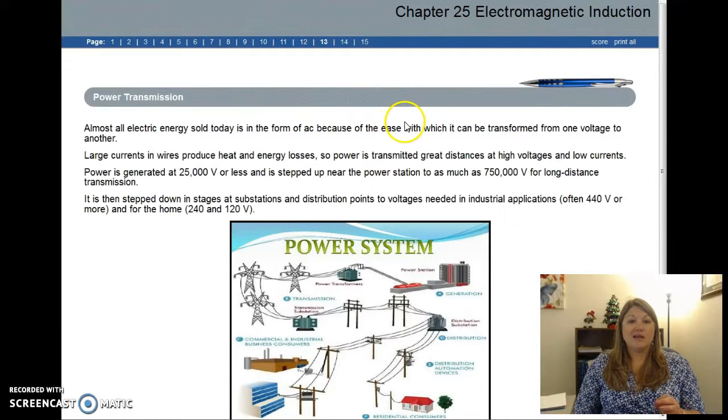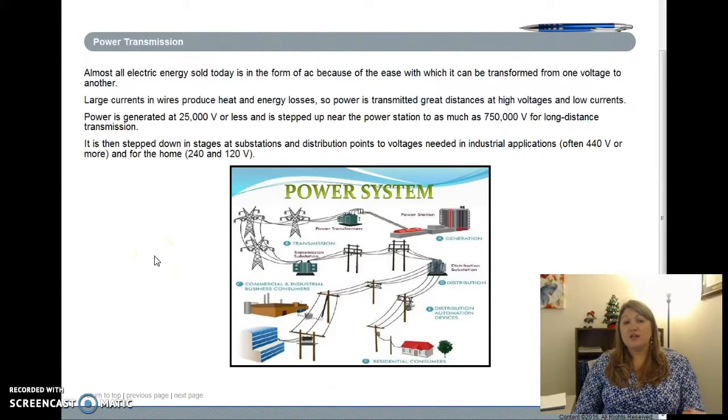Okay, now, power transmission. We're talking about all this power, the rate of energy being transferred. How do transformers, generators, all that play into this? Well, all electric energy sold today from all your utility companies is alternating current, because it's easier to transform. Transformers are used, generators are used, so much easier. We transfer large currents in wires because that actually produces less heat going over greater distances.